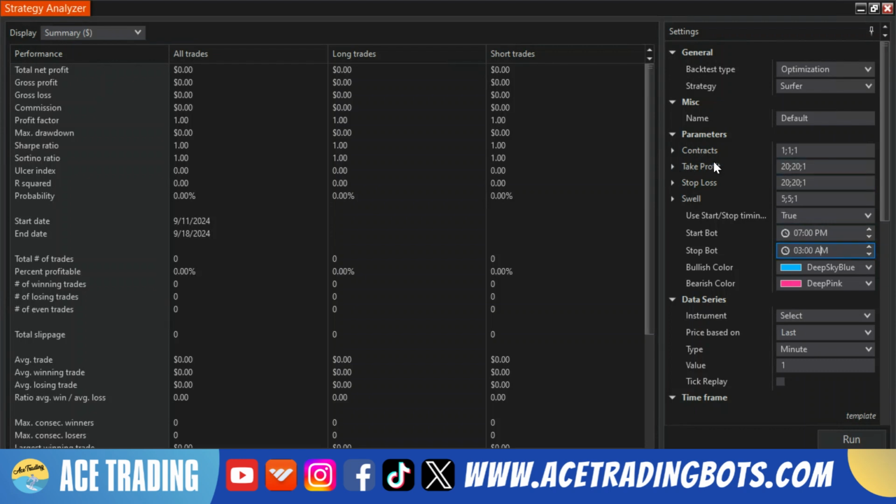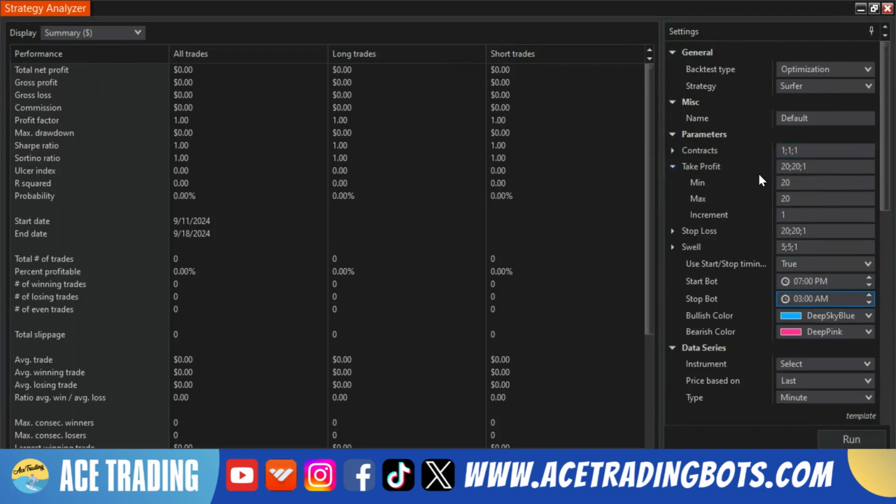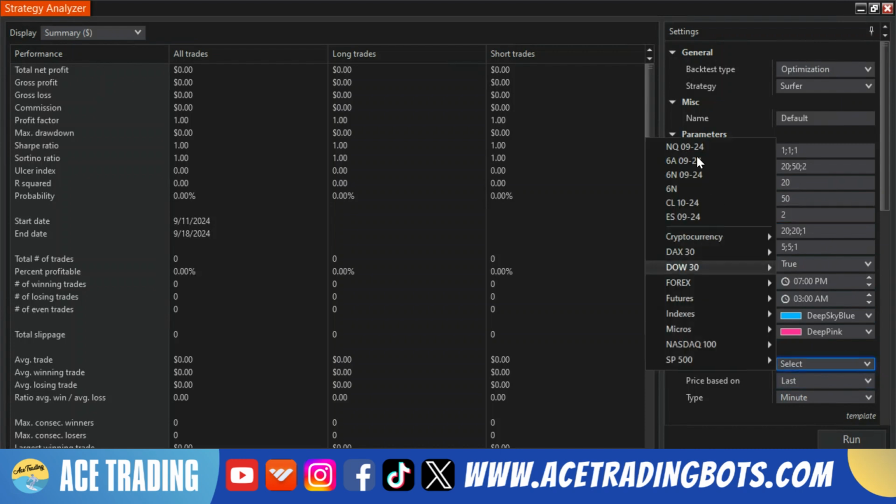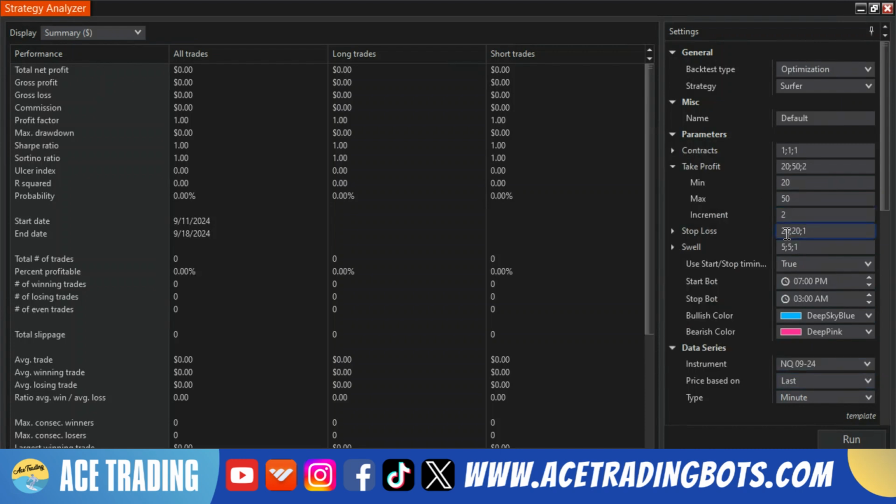I'm going to keep my contracts at 1. For take profit, I'm going to start with 20 and go all the way up to 50 for this little test, using increments of 2 just to speed up the process. Because I'm going to be using NQ, I know that anything less than 20 means I'm going to have a stop loss of roughly the same, and anything less than 20 of a stop loss on NQ is quite dangerous. You can get stopped out so easily. So I'm going to start at 20 as my minimum and go up to 50.